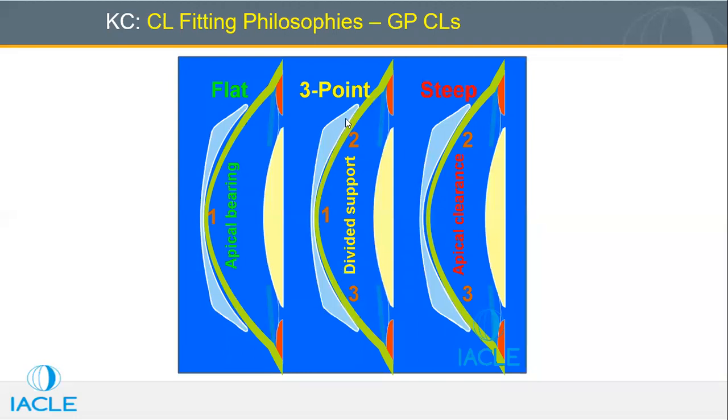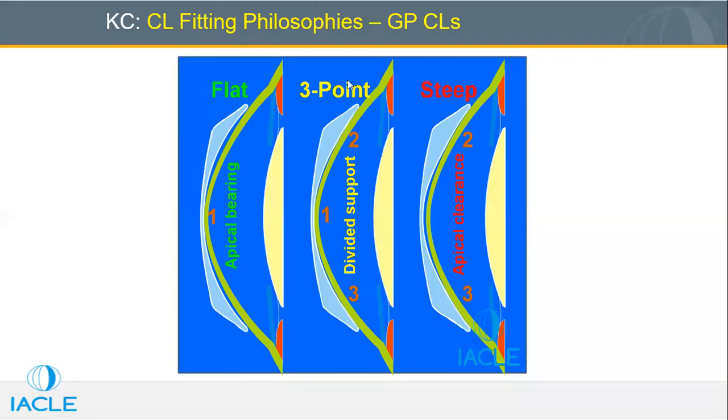Because of that, the chances of the lens rubbing the cornea are very low, and there will be no harmful effect on the cornea because of the contact lenses. So this is a more accepted fitting philosophy, the 3-point touch.